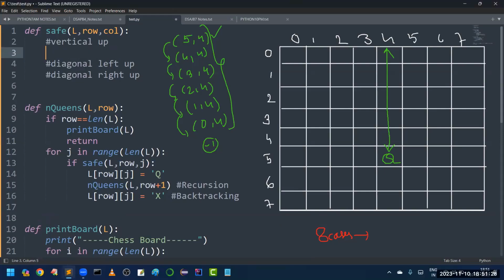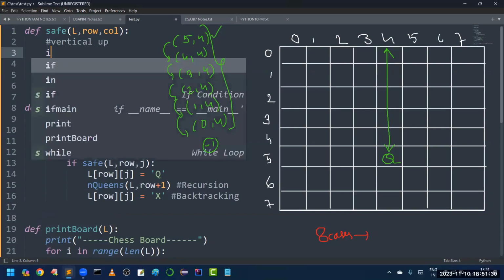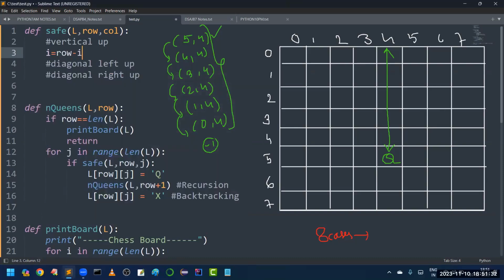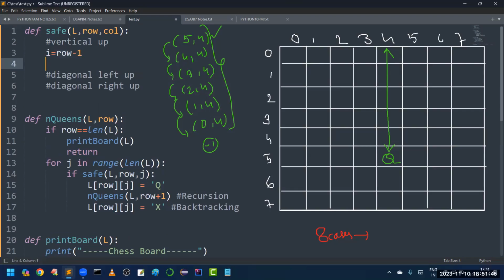For that, I am writing the code here. I am taking i value equal to row minus 1, because if we are passing the row value as 5, it is there in the 5th row, so the queen is already there. From the 4th row we have to check. That's why i is equal to row minus 1. Okay, no need to take any j value because it is fixed, right?